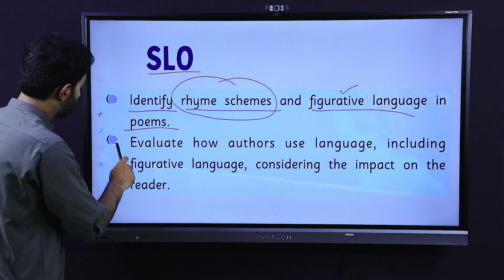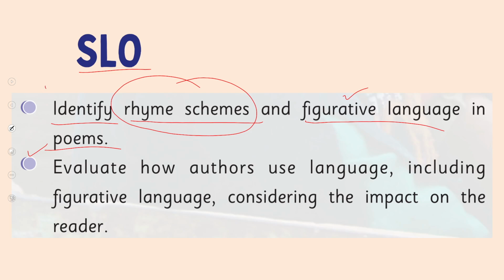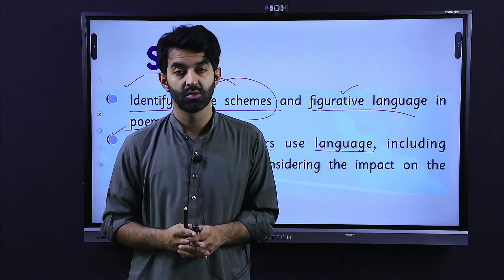Now, another student's learning outcome is merged with this one because they are of the same kind and of the same nature. It says, evaluate how authors use language, including figurative language, considering the impact on the reader. Now, we are coming across the term figurative language twice in these two SLOs.